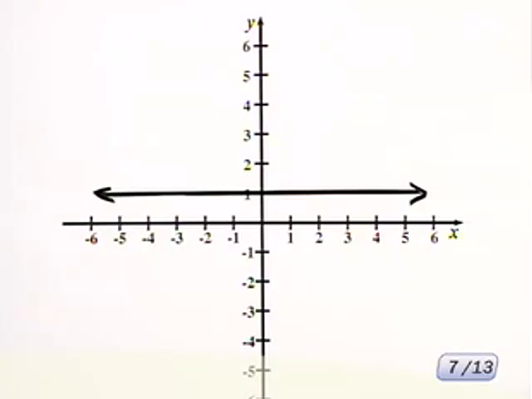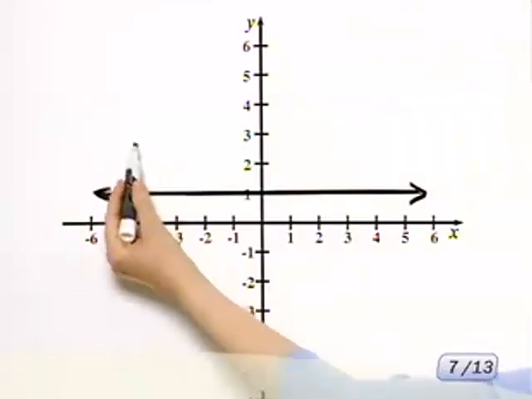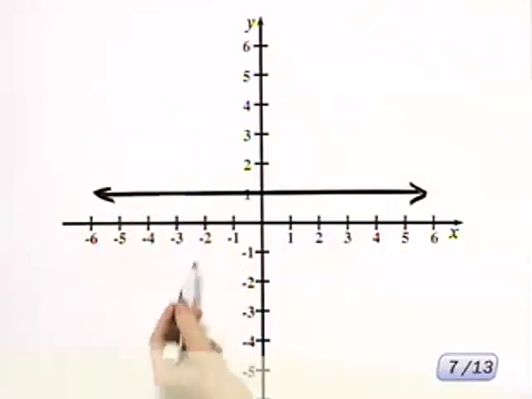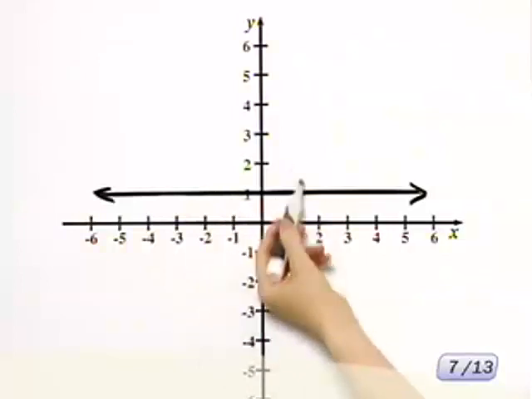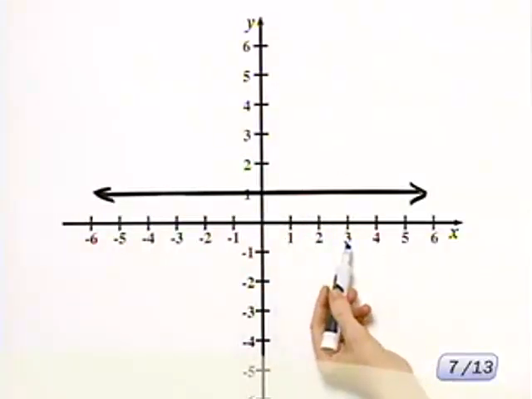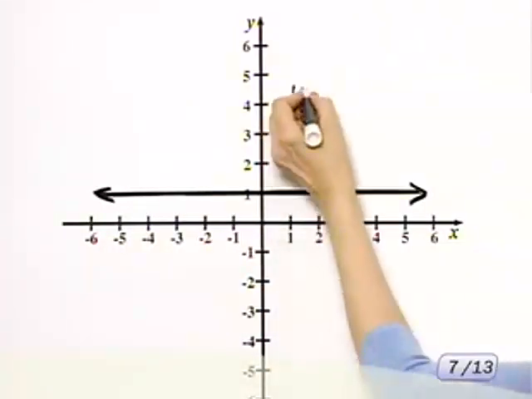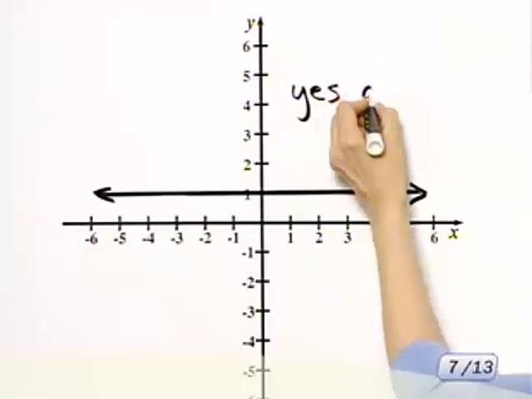Study this graph a moment and decide if it is the graph of a function. Can you draw a vertical line that intersects this graph more than once? The answer is no, so yes, this is a function.